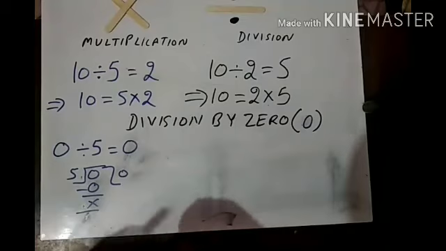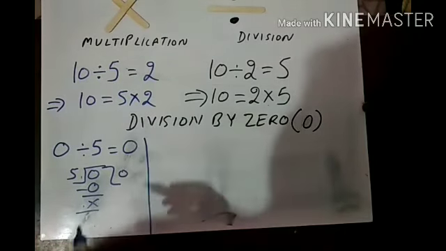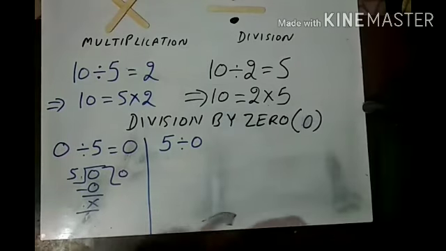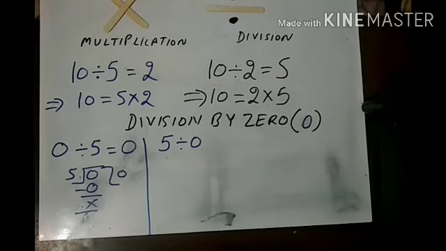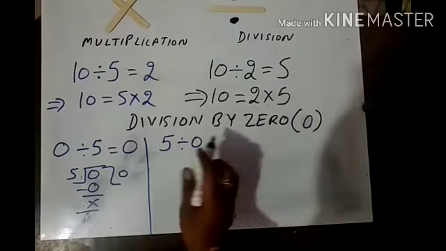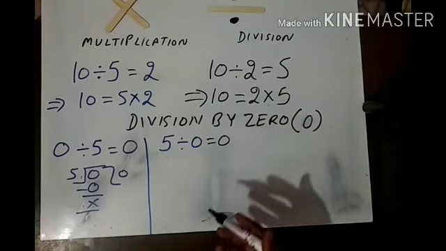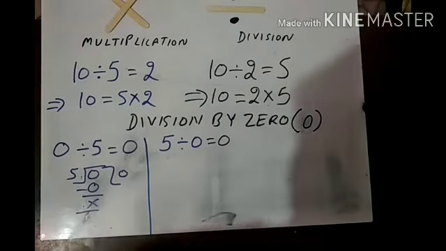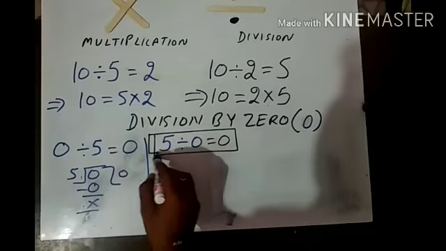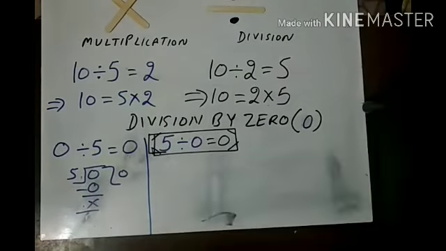Now we come to this part: if 5 is divided by 0, what is the answer? Many among you will say that 5 divided by 0, the answer should be 0. But this is not right. Why? We will explain it further. Now see, I am going to highlight to make this statement false.